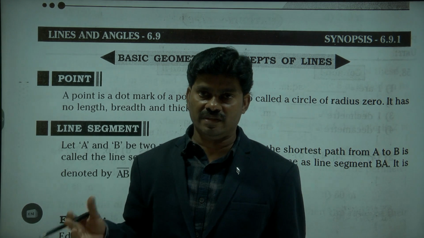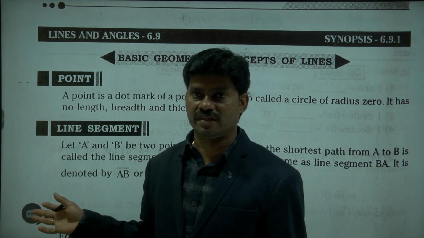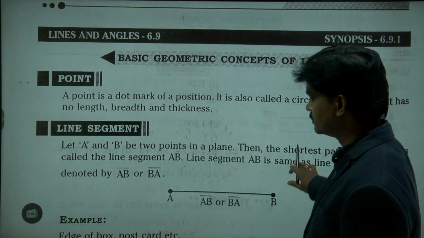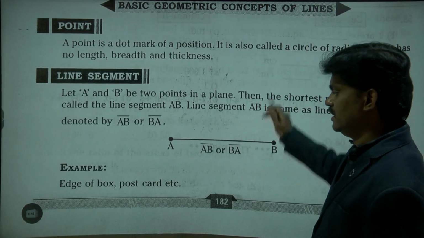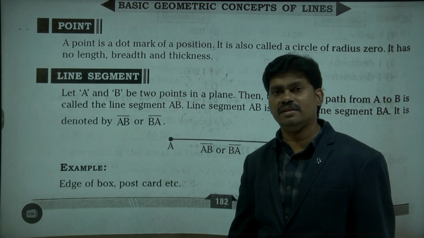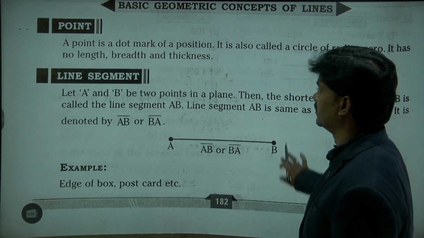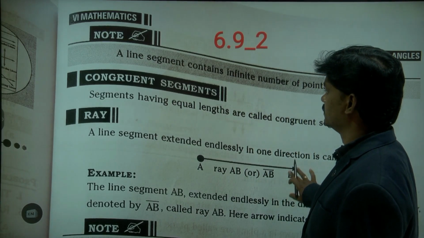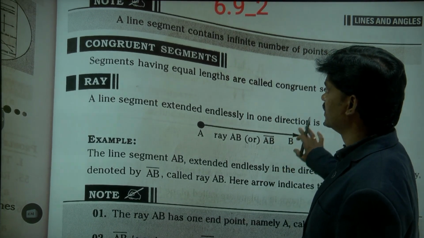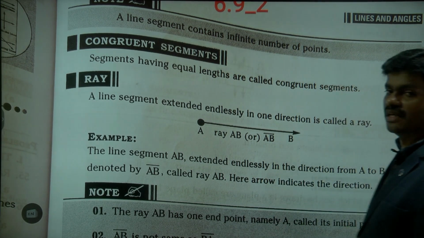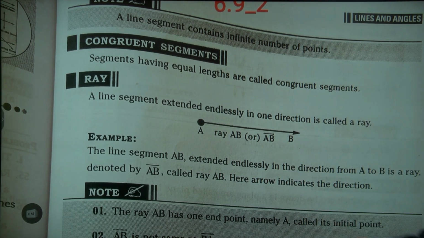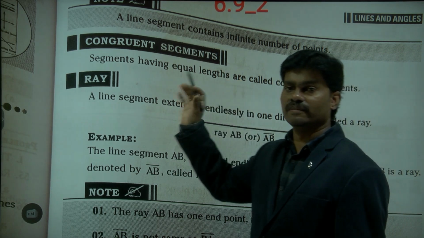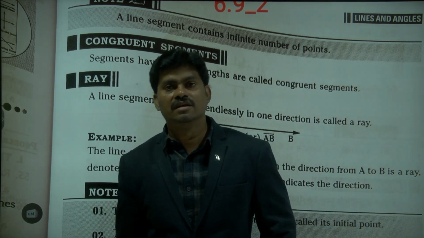Now orally we have discussed, and now we are seeing the definitions. Here is an example: edge of a box, postcard, etc. Next, congruent segments. Congruent segments have the same length. If two line segments have the same length, they are called congruent segments.